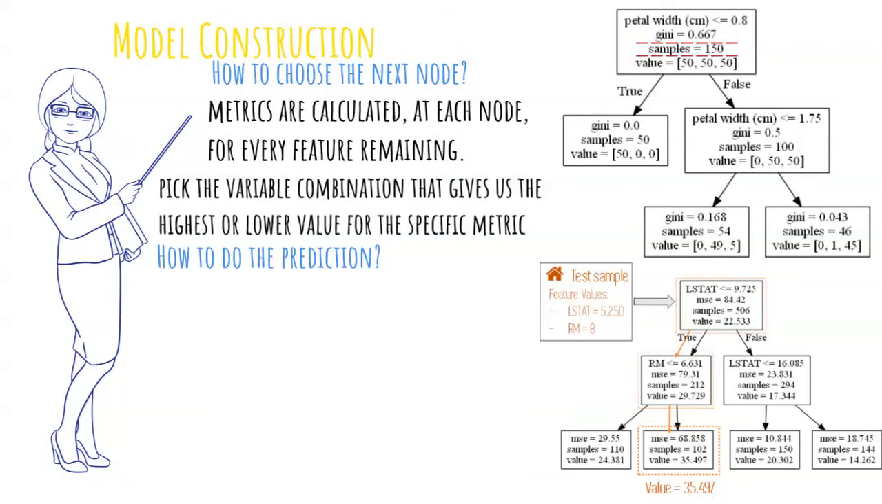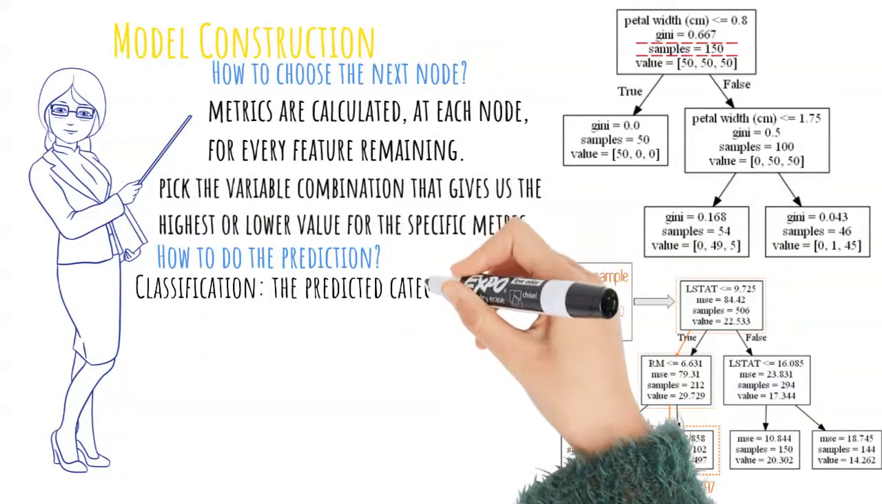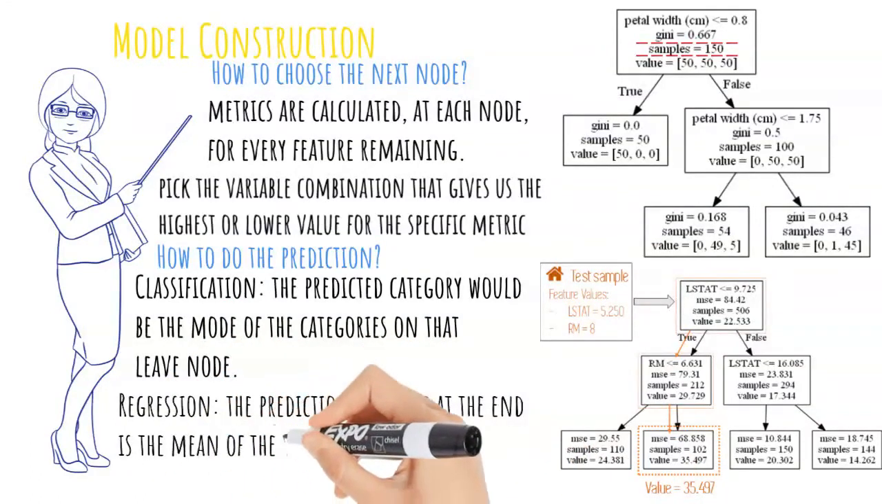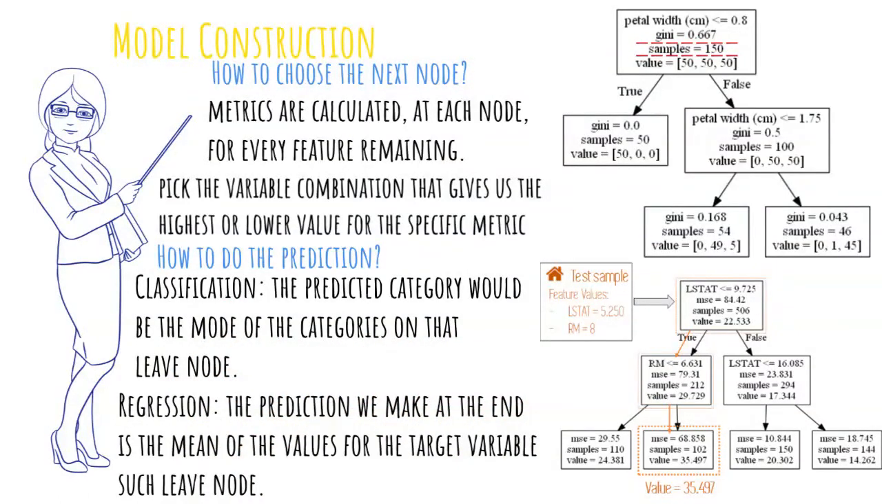When you arrive to a leaf node, depending on if you are facing a classification or a regression problem, those are the next steps. For a classification problem, the predicted category would be the mode of the categories on that leaf node. For a regression problem, the prediction we make at the end is the mean of the values for the target variable at such leaf node.